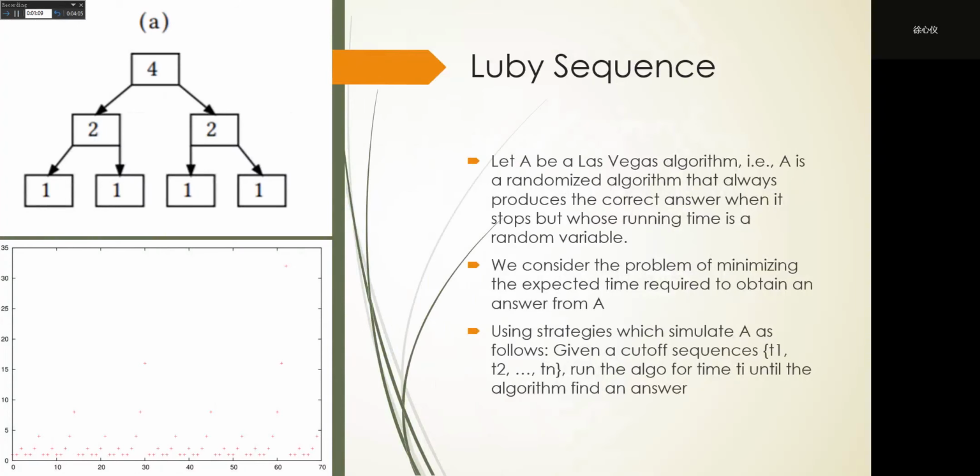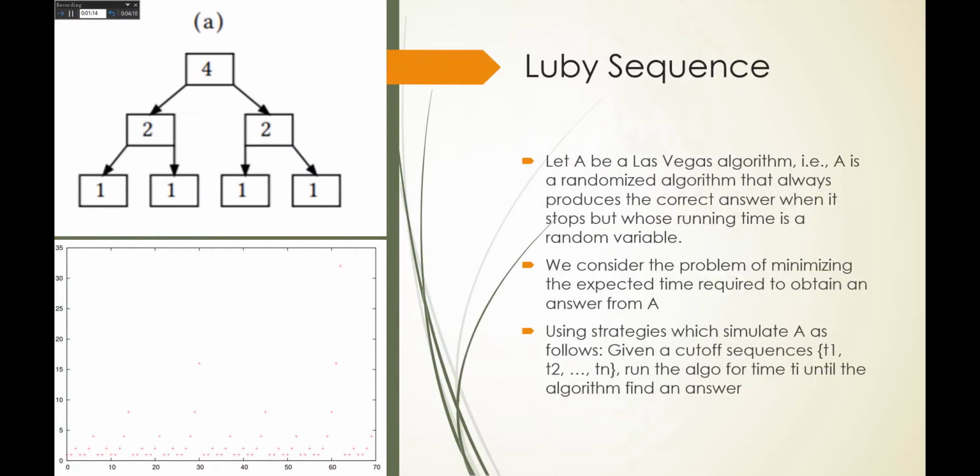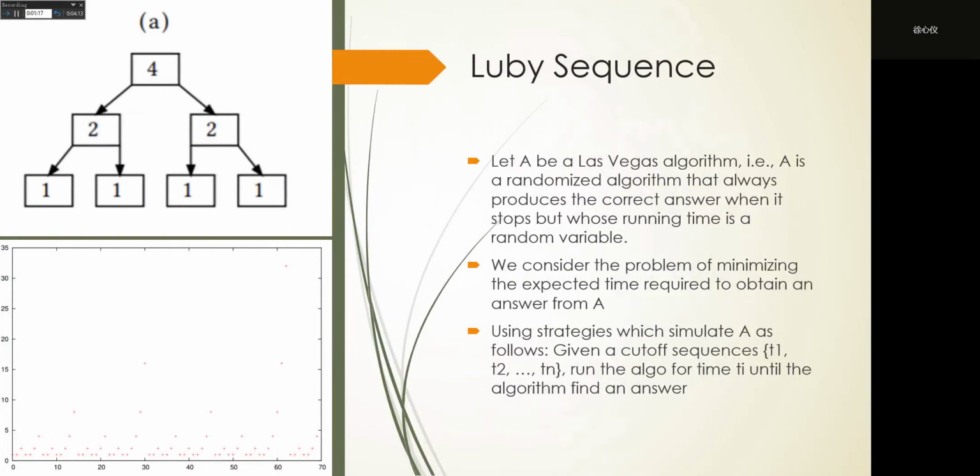So the Ruby sequence is very simple. It just runs the algorithm for time ti until the time runs out. Then it starts from a clear state. It does not need to pause or remember any difficult states or distribute it between different runs. It just runs a certain time and stops.